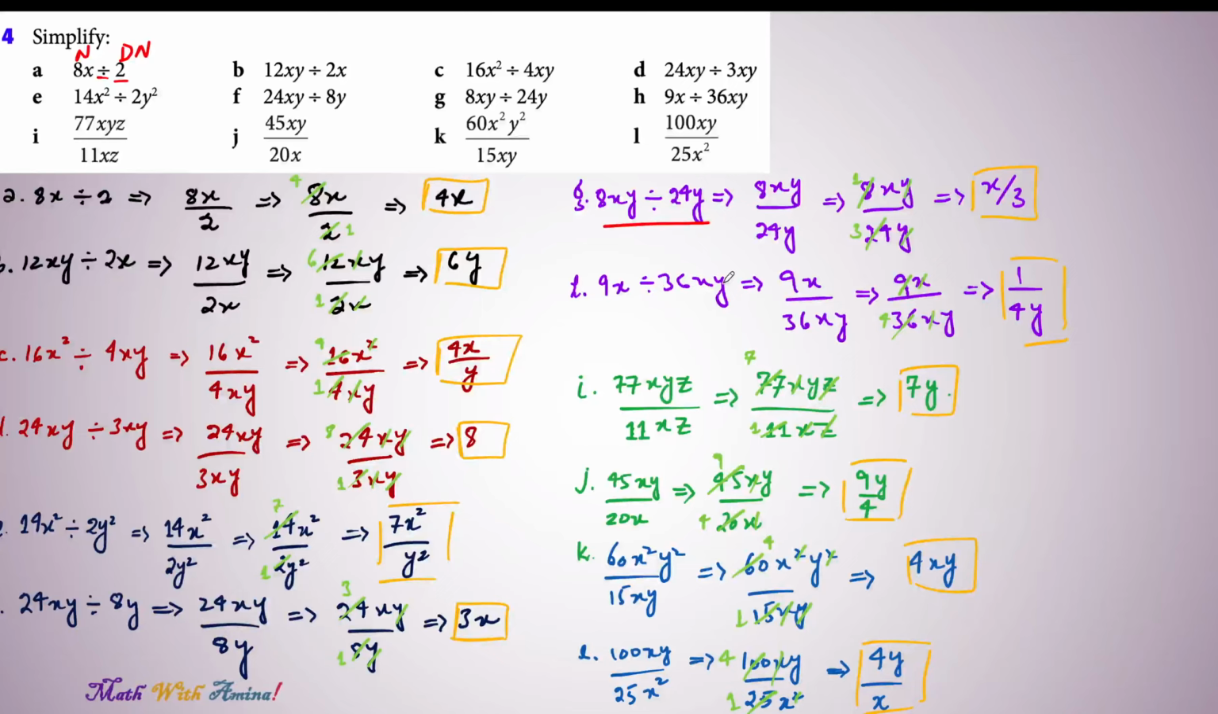9x divided by 36xy. So 9x over 36xy would be the p by q form of this expression.